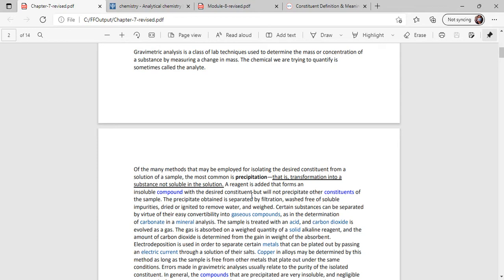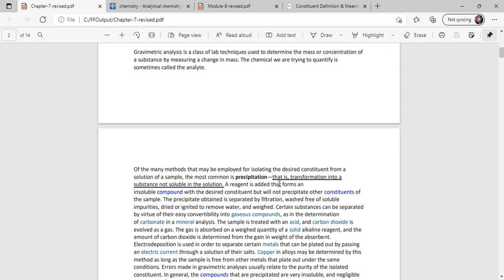This means the reagent you add to your solution will bind to the analyte that you are looking for, and it will ignore the interference, the other ions or minerals in your solution. It only goes to your target. So you have specific chemicals that will combine with your analyte.